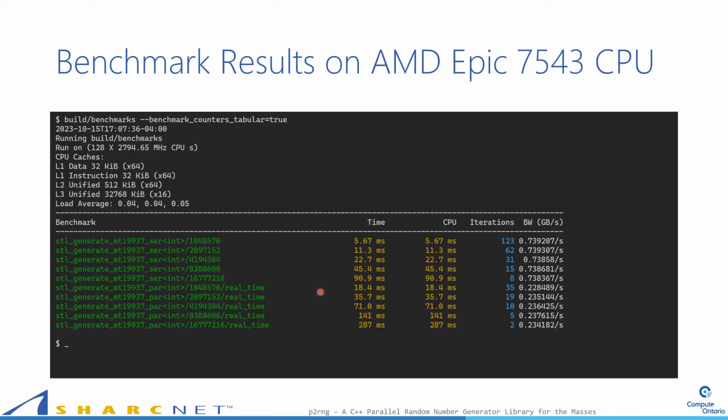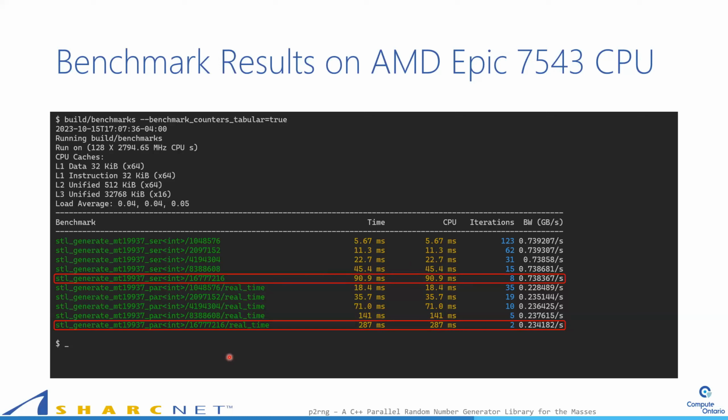And here is a more accurate performance analysis using Google Benchmark on an AMD EPYC CPU with 128 cores. We start with 1 million and then increase it to 16 million. This is a common practice. And during this time, bandwidth should stay the same. You get the timing here.